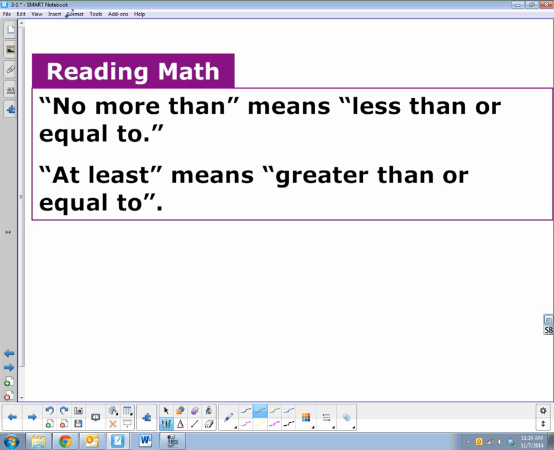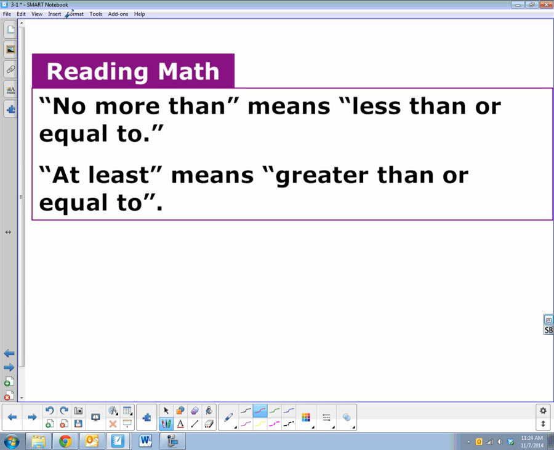So no more than. If you see that term in a word problem, no more than, I can have no more than 5 students in my class. That means I can't have more than 5, right? I can't have 6, I can't have 7, I can have no more than 5. But I could have 5. No more than 5 students means 5 would work, or 4, or 3. So less than or equal to is what no more than means.